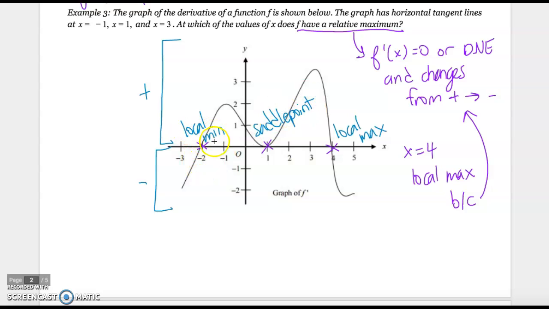All of these things, the local min, the saddle point, and the local max, would be occurring on your original function. We're just identifying from our derivative graph what's happening there. So there we go.